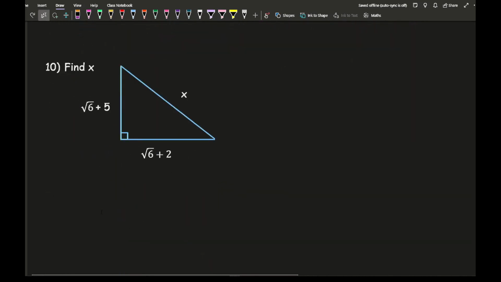Now moving on to question 10. Here we see surds and we see a right angle triangle, and we've got to find x, which is the length of the triangle, or the hypotenuse. So you automatically should think that this is going to be a Pythagoras.